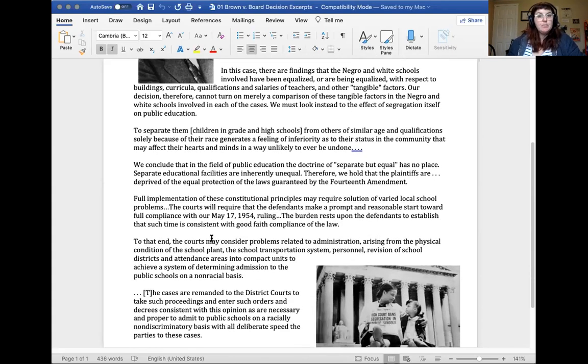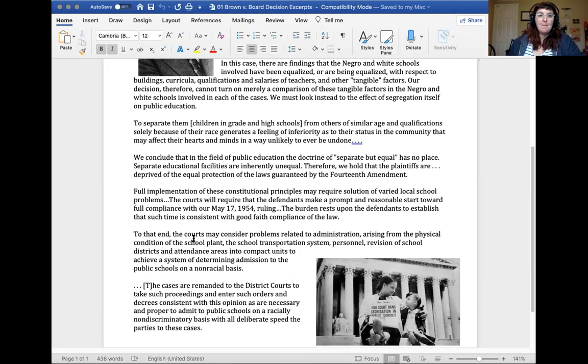To separate them from others of similar age and qualifications solely because of their race generates a feeling of inferiority as to their status in the community that may affect their hearts and minds in a way unlikely to ever be undone. We conclude that in the field of public education, the doctrine of separate but equal has no place. Separate educational facilities are inherently unequal. Therefore, we hold that the plaintiffs are deprived of the equal protection of the laws guaranteed by the 14th Amendment.